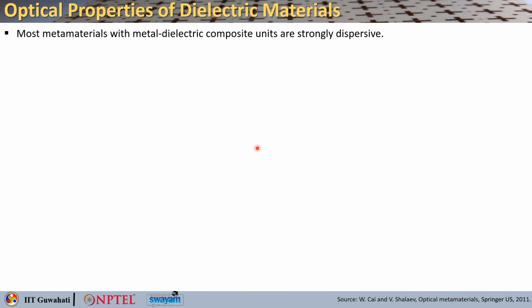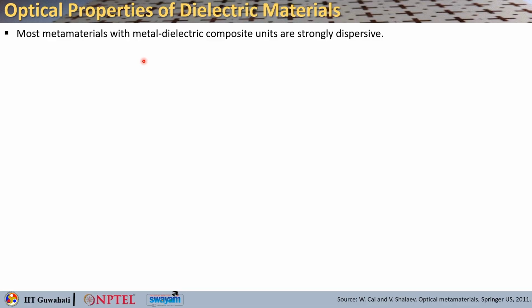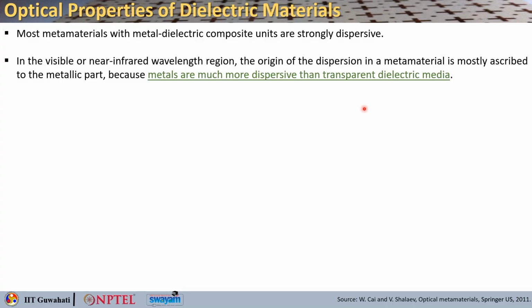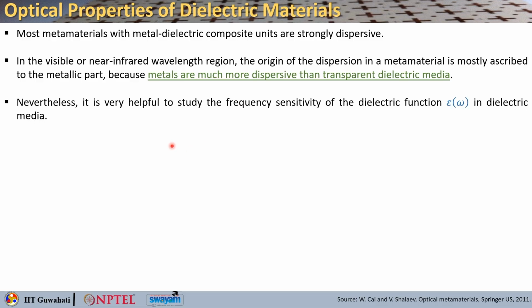Now, why are we bringing in the dependence on omega? Because most materials, or we will see that metamaterials, which are basically metal dielectric composite units, are strongly dispersive. That means their property depends on the frequency. So, in the visible or near infrared wavelength range, the origin of the dispersion in a metamaterial can be mostly ascribed to the metallic part, because metals are much more dispersive than transparent dielectric media.